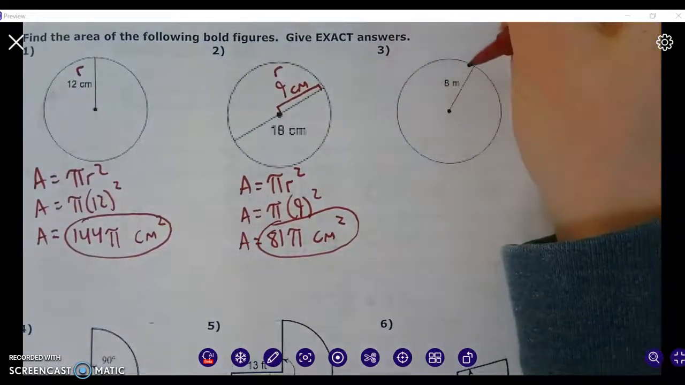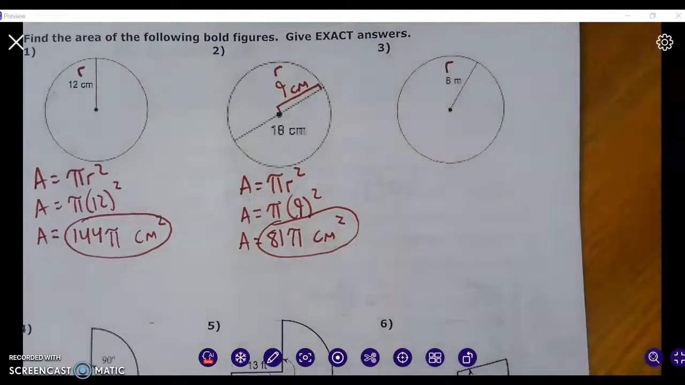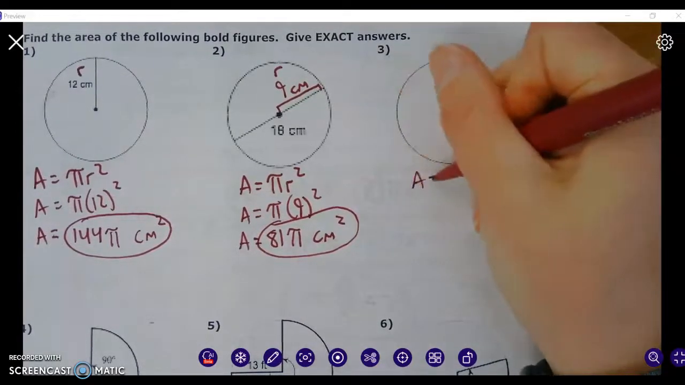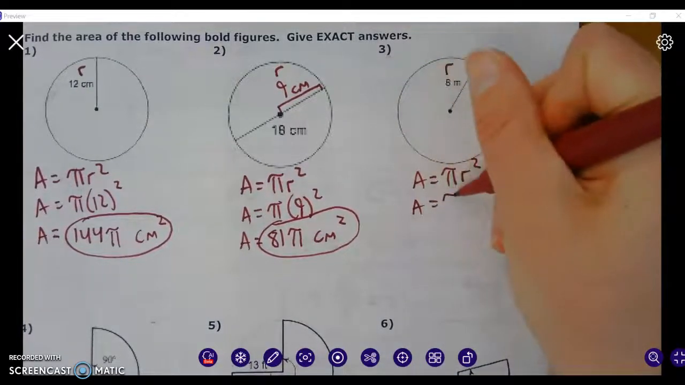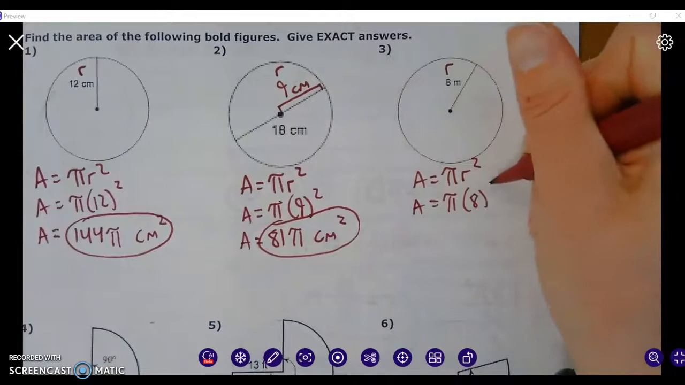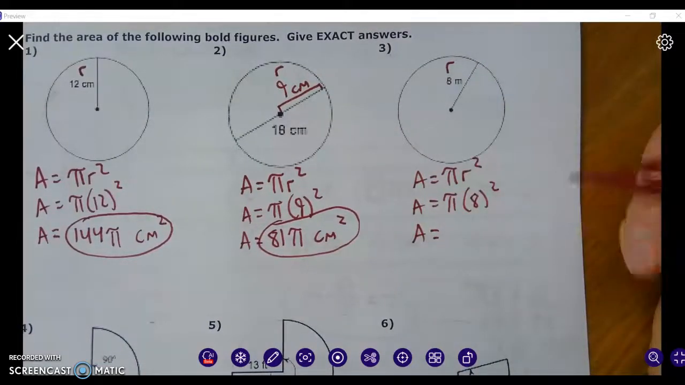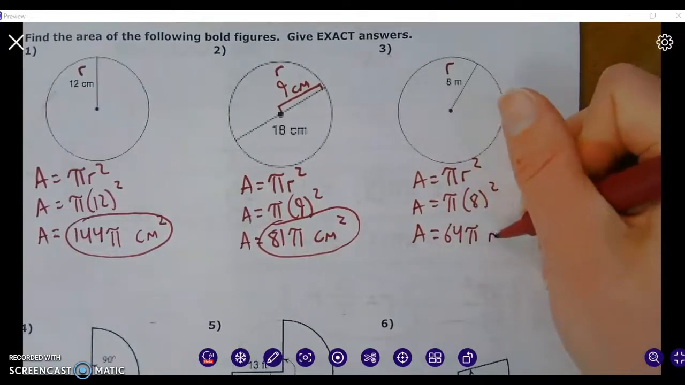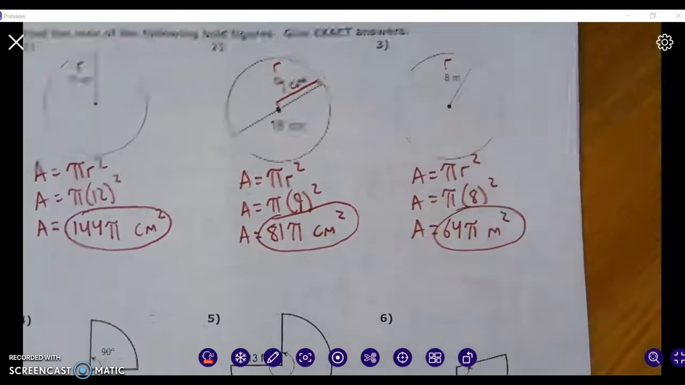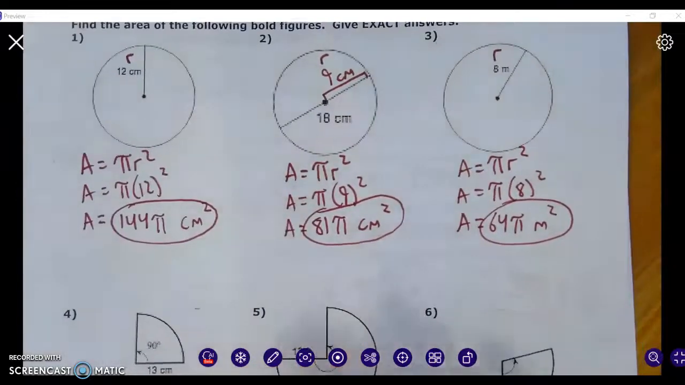Okay, then last one, question 3. So 8 is our radius. So we've got pi r squared. So area equals pi times 8 squared. So 8 times 8 is 64. Bring the pi down. Meters squared. Okay, and that is how to find the area of a circle in exact form. So notice we don't have any decimals. Okay, we're going to do that on the next section as well.